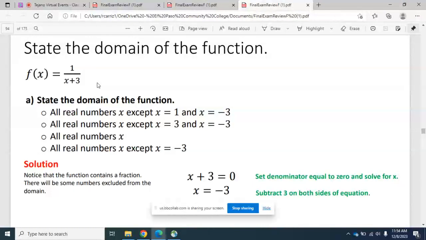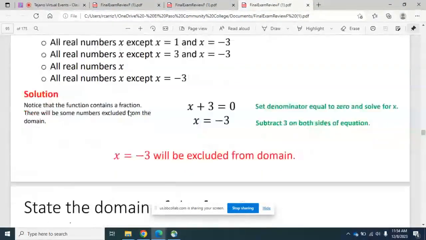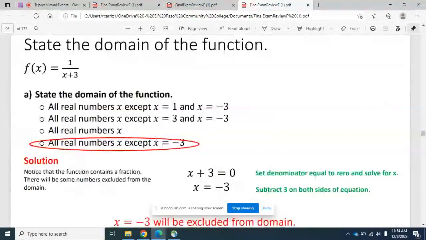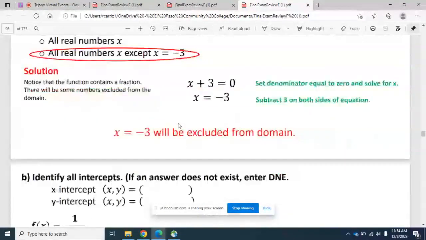So again, in words, what does this mean? That means that we cannot use negative 3. We can use all the real numbers except for only one, negative 3. So what would be our answer? Our answer would be this last one, right? There we go, this last one. All right, so let's answer B.